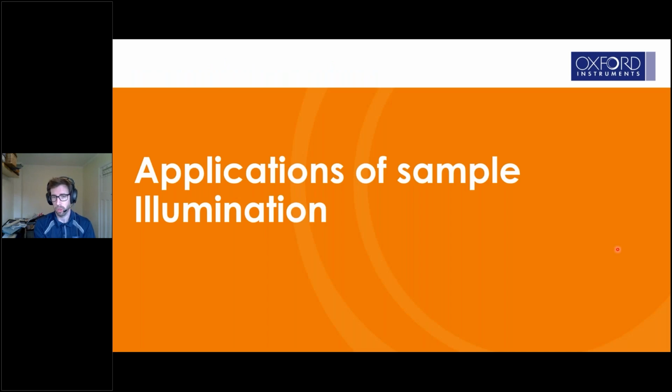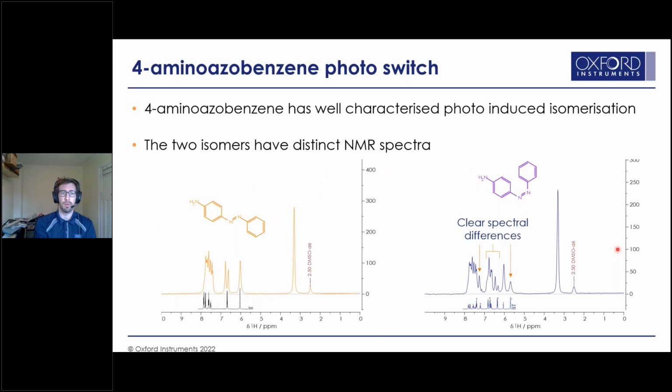Now, just to show a couple of applications, essentially how those examples that Sasha showed translate onto the benchtop. If we start with that 4-aminoazobenzene photoswitch, now we know this molecule has a very well characterized photo-induced isomerization, and those two isomers have distinct NMR spectra.